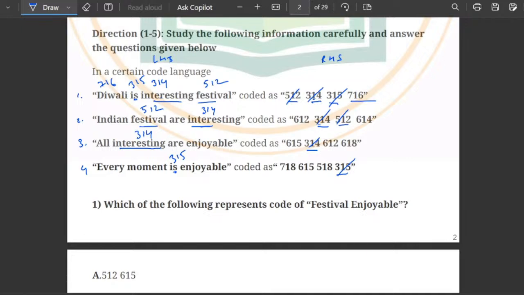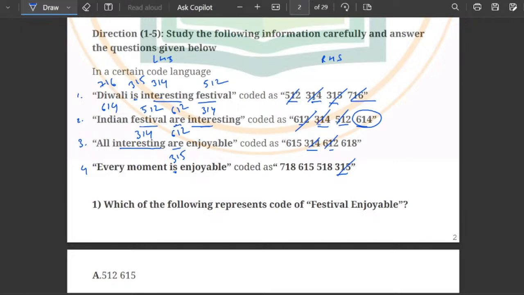Now let us see second and third: Indian are and all are enjoyable. So "are" is common in second and third on the left hand side. Similarly, on the right hand side something will be common: 612 is common. So 612 will be for "are". Now, in the second line, 614 is the only number left, and on the left hand side Indian is the only word left. So Indian will go for 614.